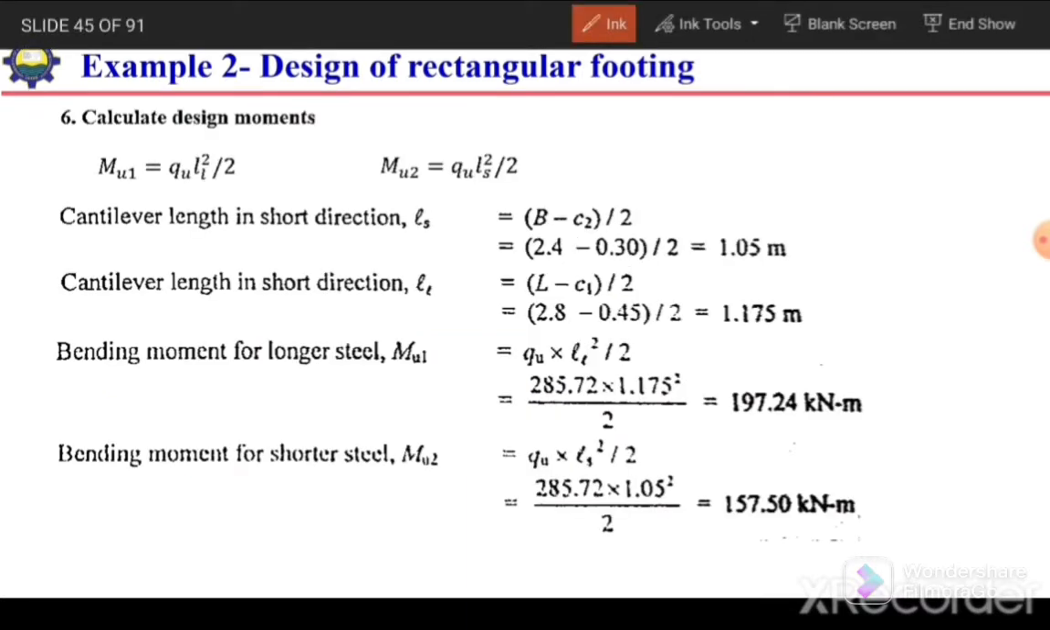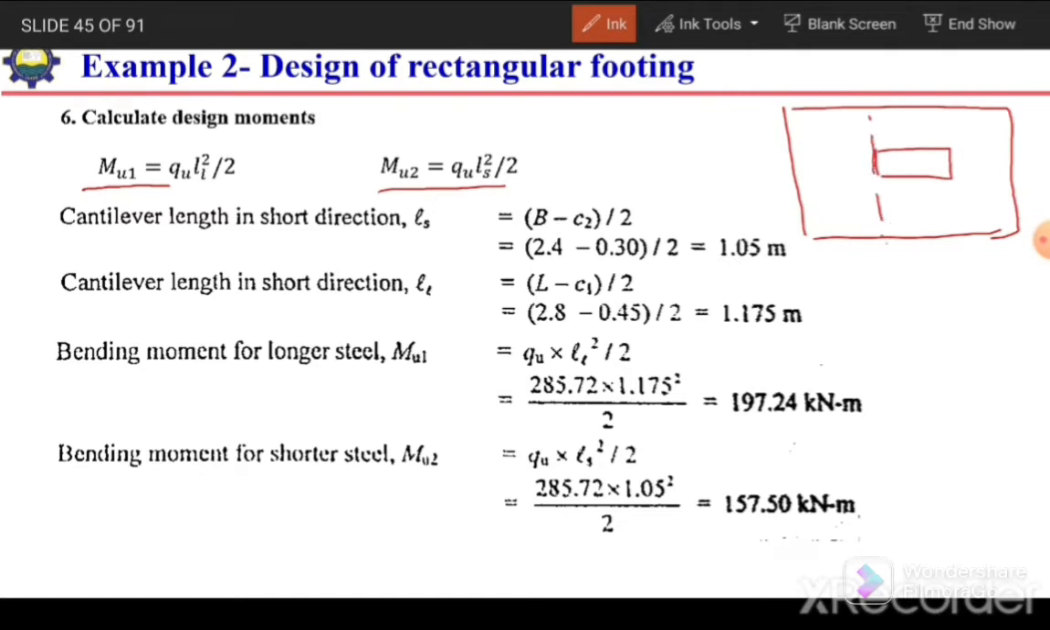After that, we need to design for the flexure. We need to calculate the bending moment in the longer direction as well as the bending moment about the shorter direction. For that, we consider that our critical section is at the face of the column. So in the longer direction, the critical section will be at the face of the column. To calculate the bending moment in the unit strip, we will consider again a unit design strip. We consider it as a cantilever beam subjected to uniformly distributed load.